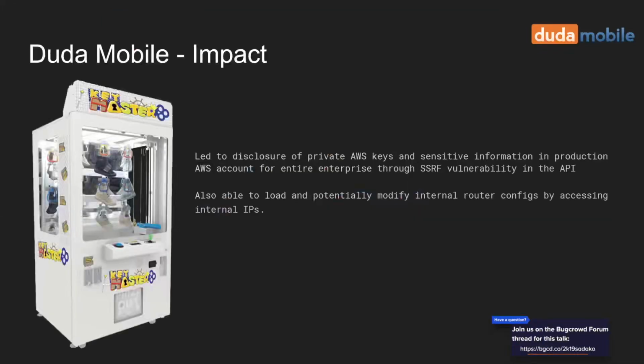So the impact was it led to the disclosure of private AWS keys and sensitive information in the production AWS account for the whole enterprise through SSRF. I was able to load and potentially modify internal router configs and other resources by accessing these. And it was definitely a really interesting bug to explain.